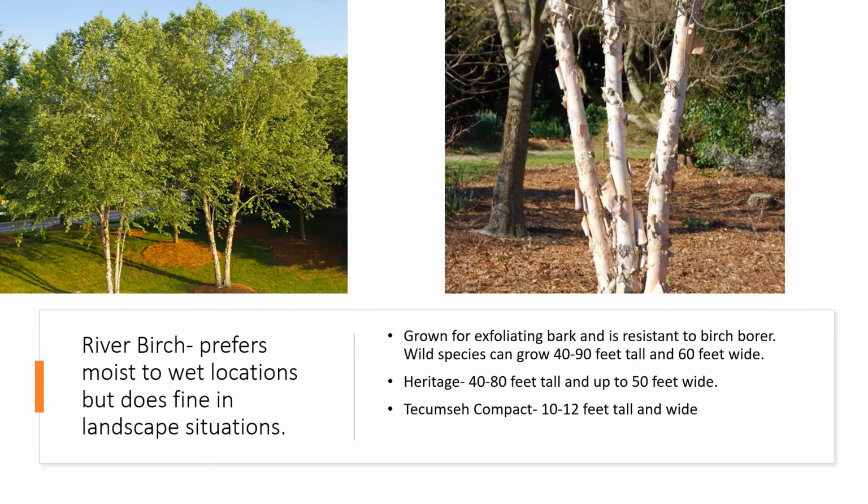There on the right there, if you want a river birch in your landscape, if you don't want something to get huge, that's Tecumseh Compact. It only gets 10 to 12 feet tall and wide, so that's the variety that you would want to put closer to your house and your landscape, and you'll still get that exfoliating bark.